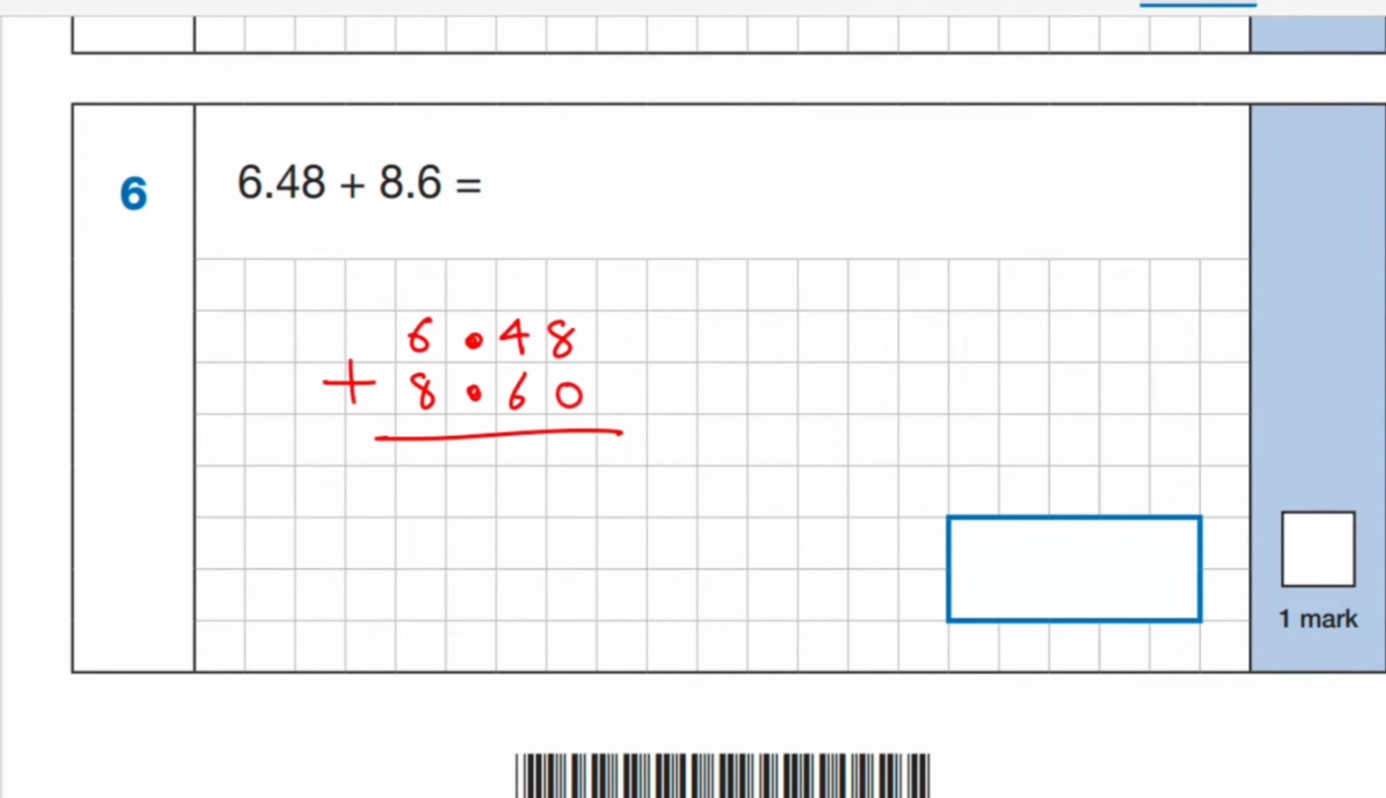So we've got 8 plus nothing is 8, and just put the decimal point here again. 4 plus 6 is 10, so 0 carry the 1, and then 1 plus 6 is 7, 7 plus 8 should give us 15. And then because it's a normal number, just write 15 like that. Okay, and then we write over here 15.08. Good.